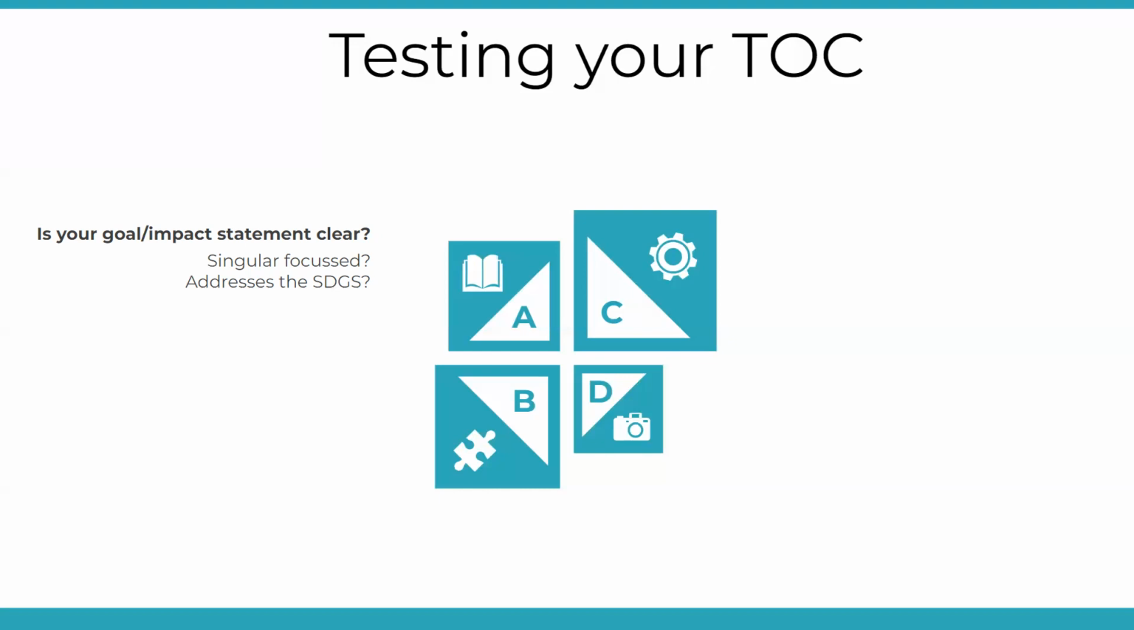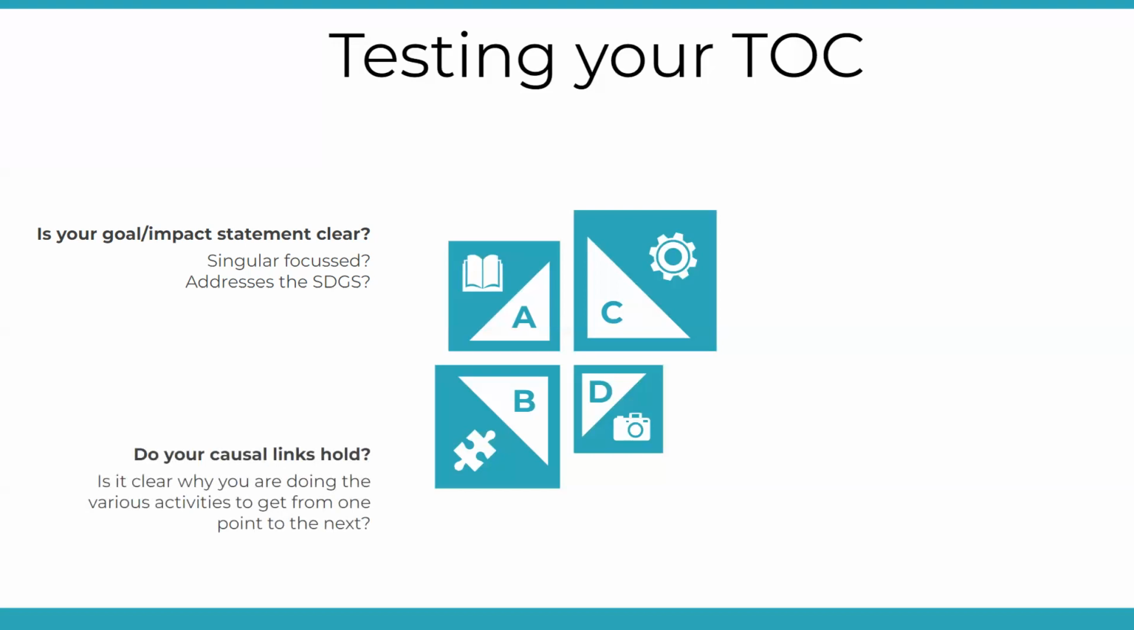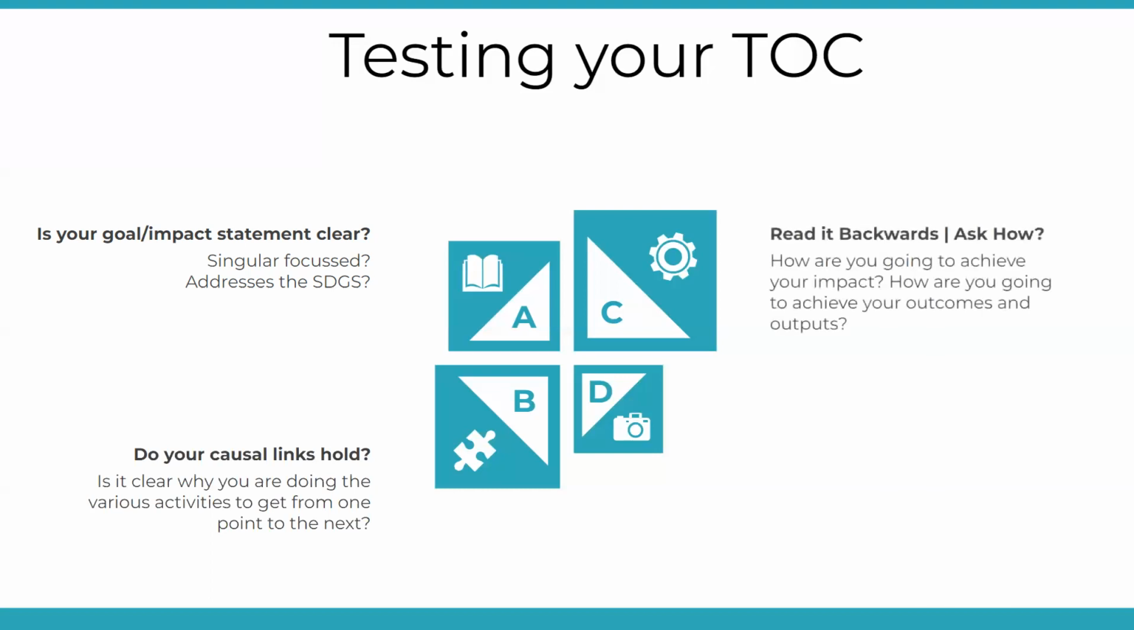Now, the second thing I need to ask myself when I'm testing my theory of change is whether the causal links hold. Is it clear how one milestone leads to the next and leads to the next? You will also want to ask yourself whether it's clear how you are going to achieve the various things you set to achieve. And you read your theory of change backwards to do this. Ask yourself, how are you going to achieve your impact? How are you going to achieve your outcomes? How are you going to achieve your outputs, etc.?